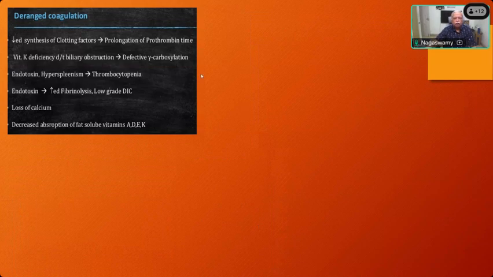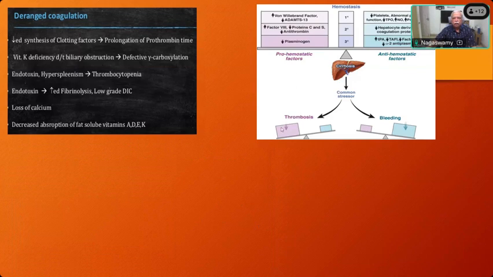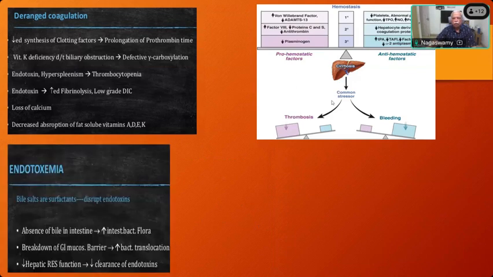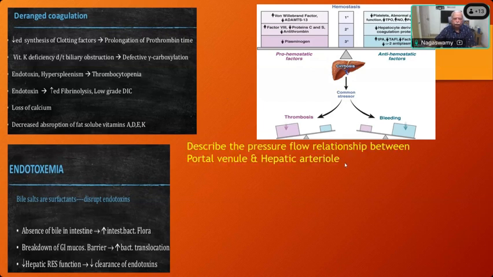So these are all the things which happen, which result in thrombosis and bleeding. But very rarely thrombosis also happens because of the depression of the other things, anti-hemophilic factors or pro-hemostatic factors. So if these factors are increased, then the patient will go for thrombosis. If these factors are all suppressed, then the patient will go for bleeding.